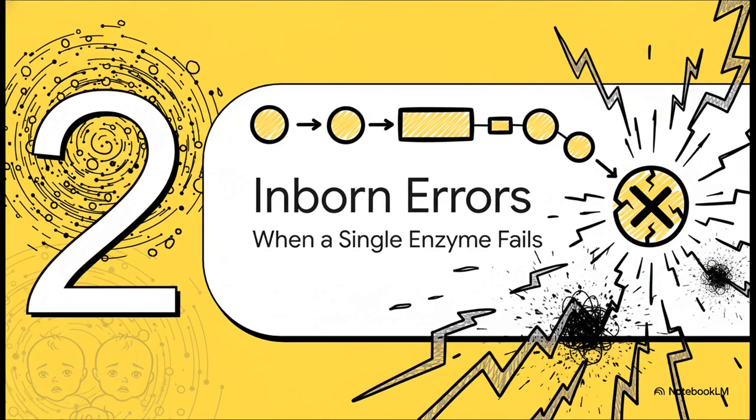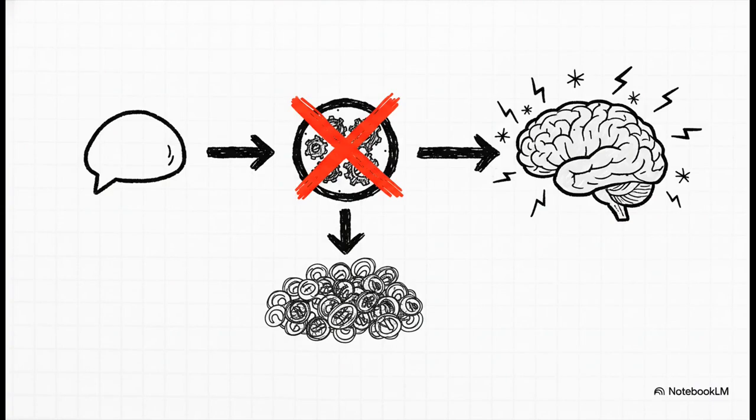The whole assembly line can come to a halt, with disastrous results. That's what we're talking about here. So let's start with a classic example, phenylketonuria, or PKU. The funda is very simple, really. There's an enzyme called phenylalanine hydroxylase, or PAH. Its only job is to change phenylalanine into tyrosine.